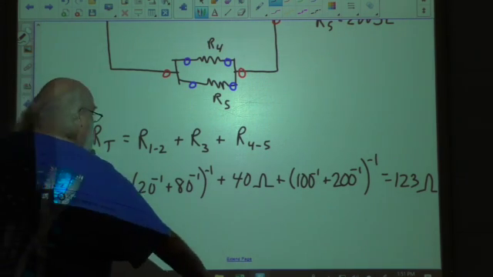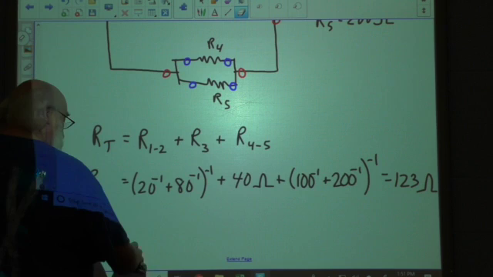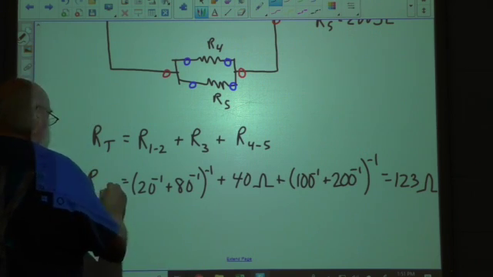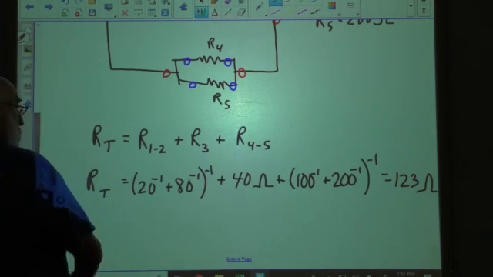I don't know why I put R1 and 2 there, that should be our total right there. Because my mind is going to 10 different places at once.